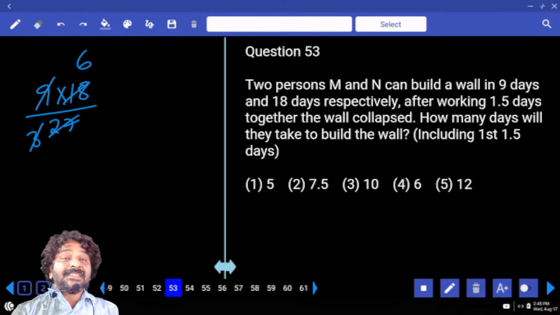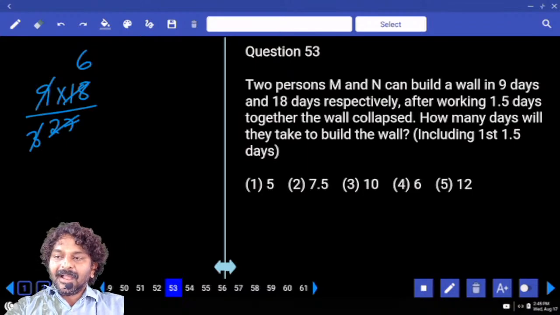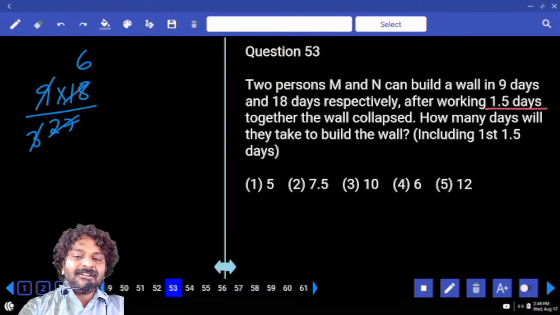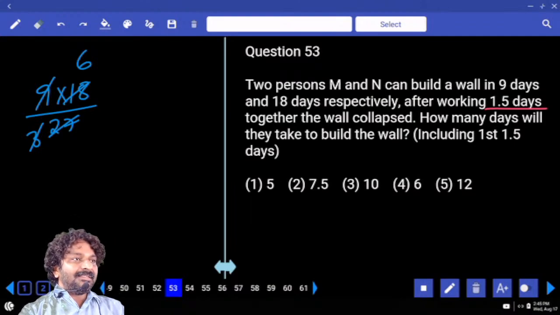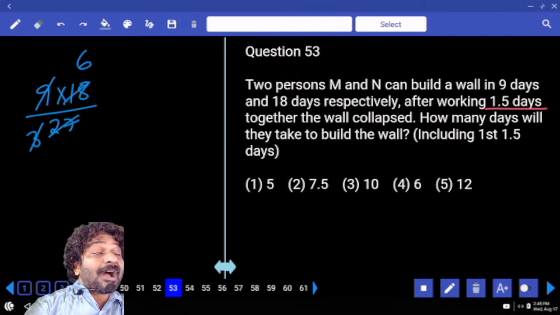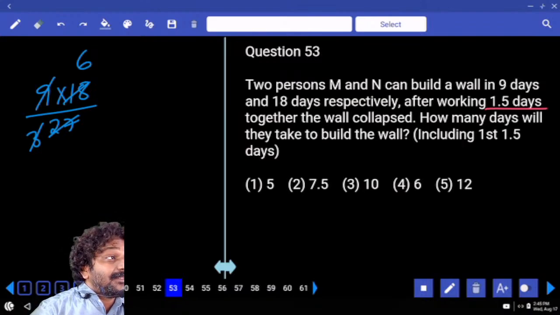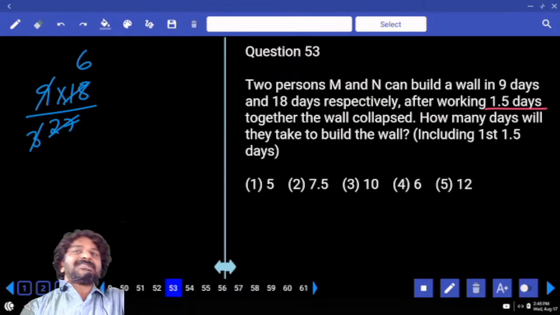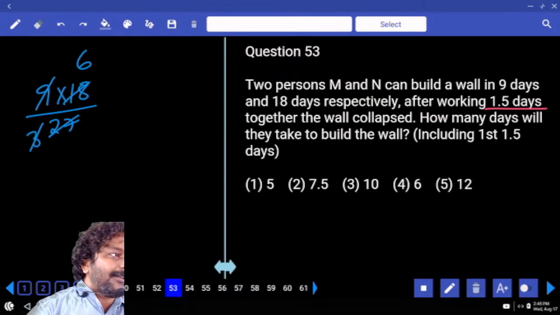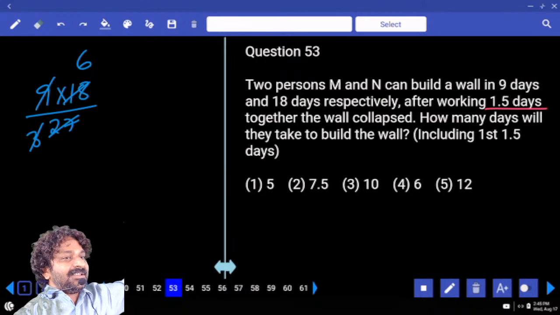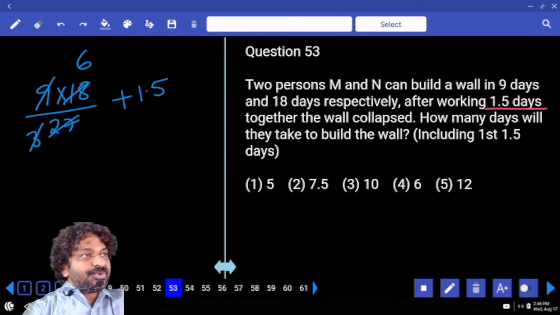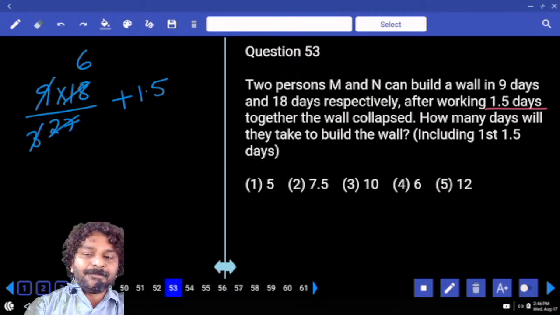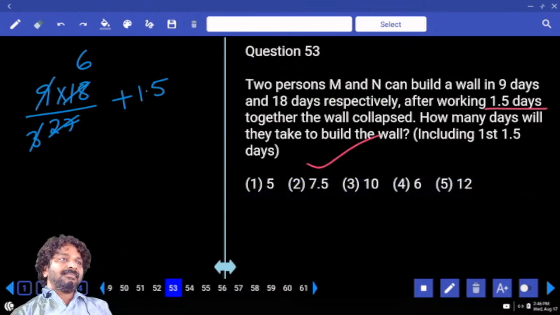6 days. But they already started, and after 1.5 days, the wall collapsed. That means whatever they have done has gone to waste, correct? So how many days of their work went to waste? After that, they again started working and then they finished it, correct? They can finish the work in 6 days, and before that they already worked for 1.5 days, so we have to also consider the 1.5 days. Then the answer is 7.5 days. That's it.